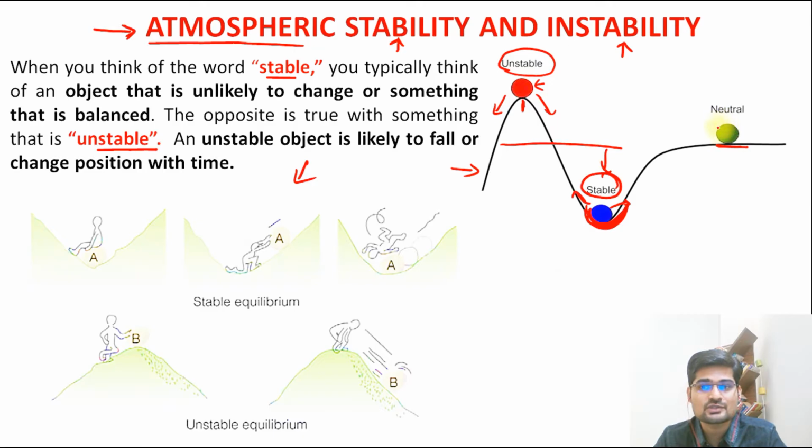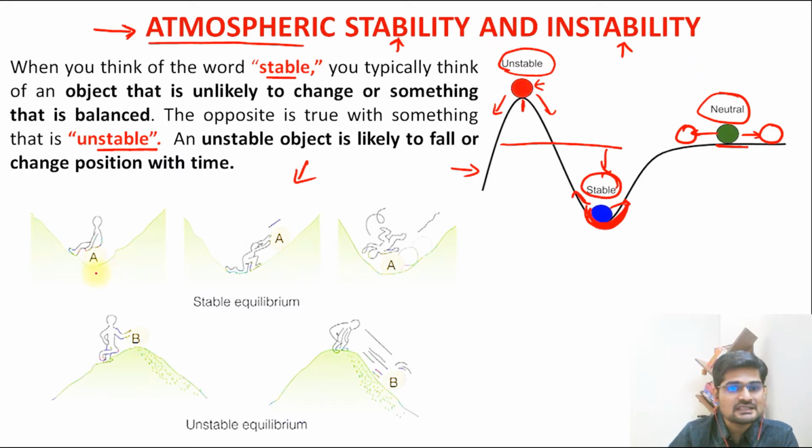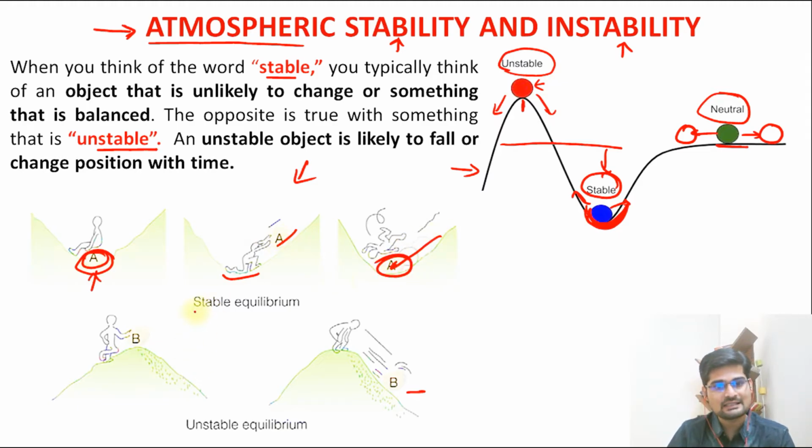What is this neutral situation? It can either move this way or this way, but even if it moves, it will stay at this particular location itself. It's not going to go anywhere. So that is a neutral situation. Similarly, if you observe these images, position A and then position B, this is a stable situation. Even if the boy pushes this ball, it comes back to the same position. So this is a stable equilibrium position.